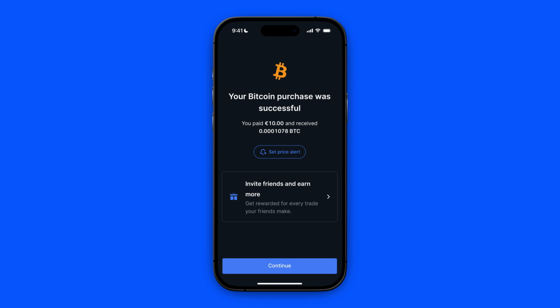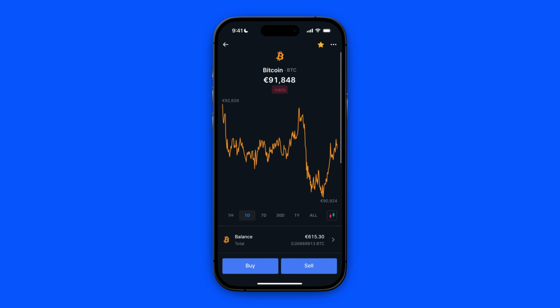As you can see, my Bitcoin purchase was successful, and now my balance of Bitcoin has increased. So now I know that I bought my Bitcoin with success. And that is how you buy Bitcoin on Bitvavo.